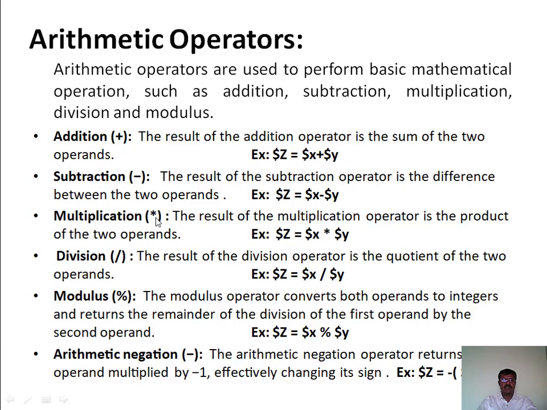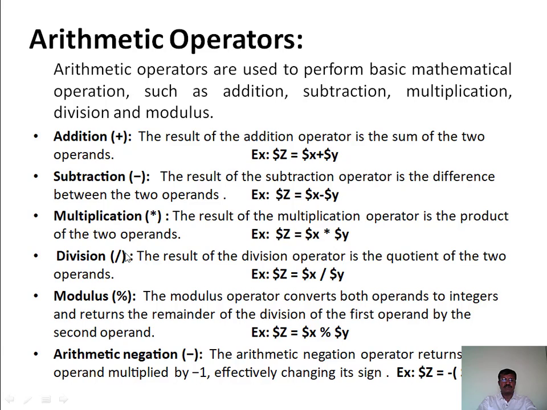Multiplication operator. In PHP we are using asterisk as a multiplication operator. The result of the multiplication operator is the product of two operands. So the result of this multiplication operator is the product of these two operands. The product of these two operands will be saved in a variable z.